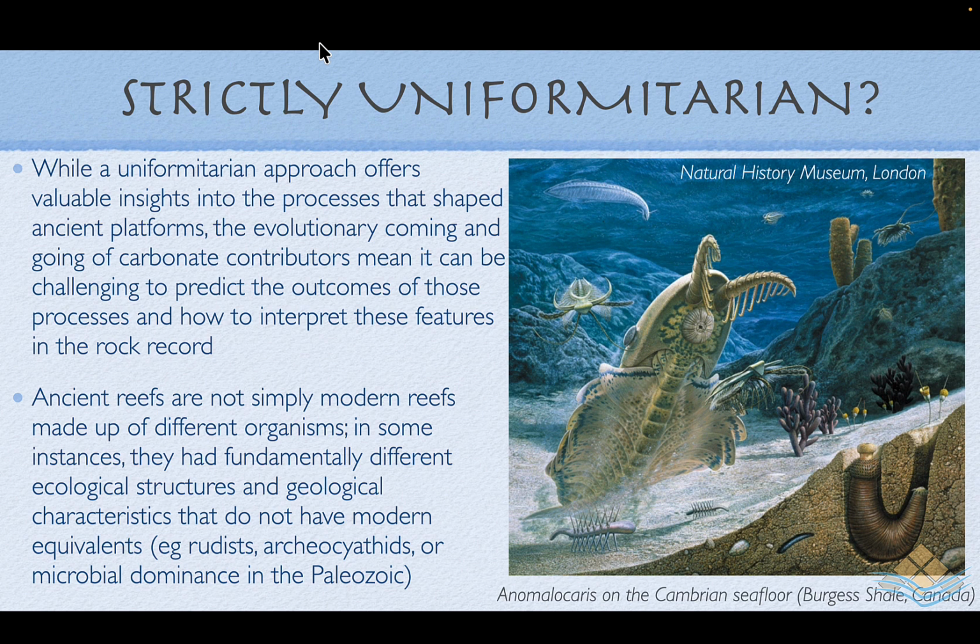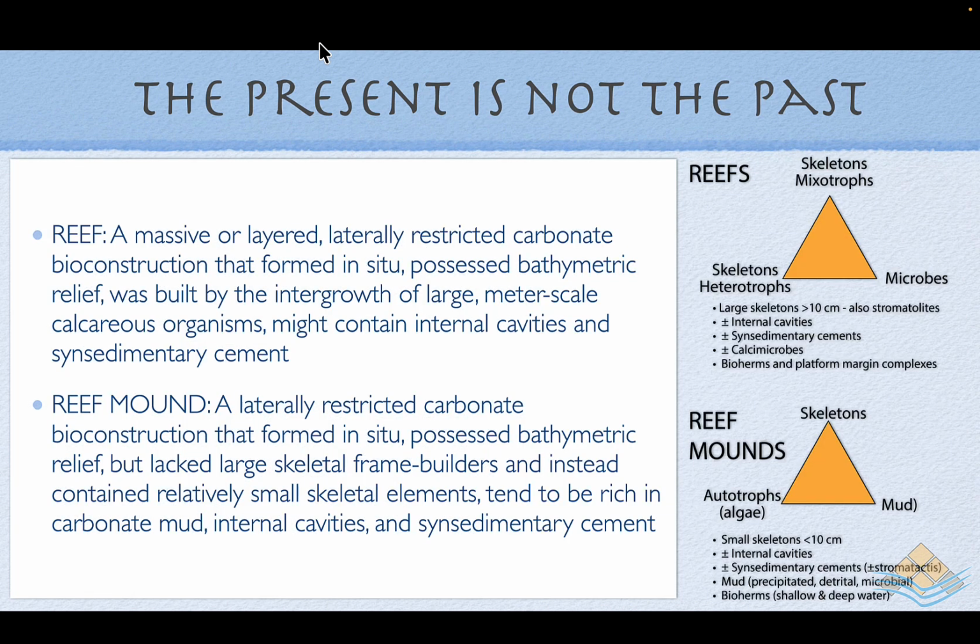Before we do that, let's go back and remind ourselves of 2 types of carbonate buildup and association that we see across the Phanerozoic. We see reefs versus reef mounds or mud mounds. So a reef is a massive or layered, laterally restricted carbonate construction that's forming in situ. It had relief on the seafloor, and it was built by the framework, the large meter-scale calcareous organisms. They might contain internal cavities. They also had sedimentary cement, both biological and abiological cements, cementing that reefal framework together.